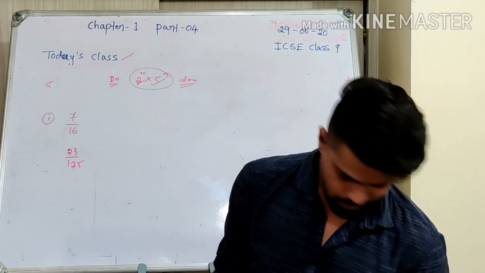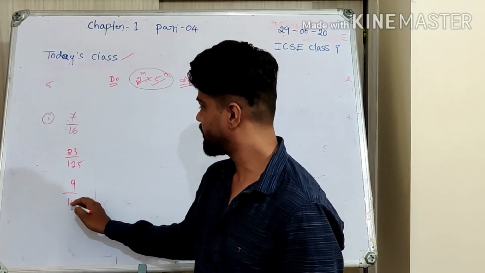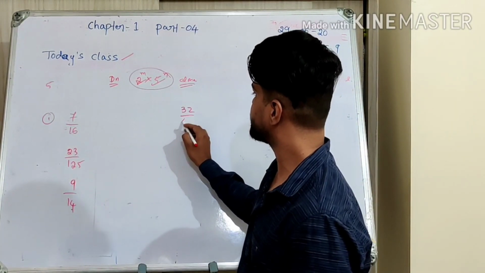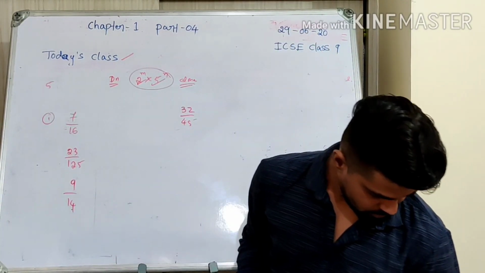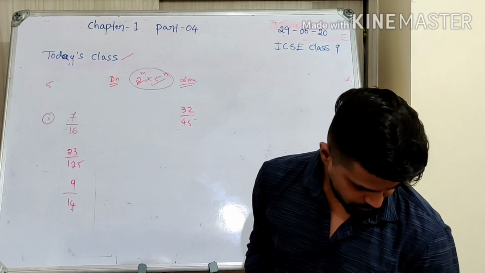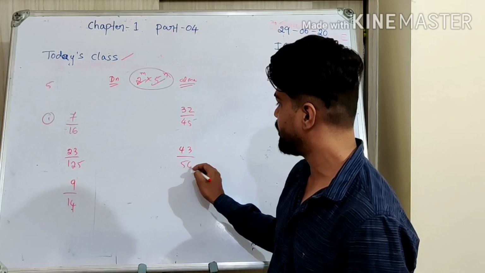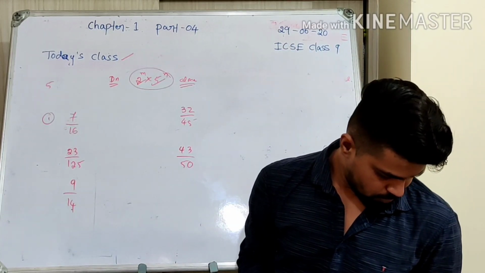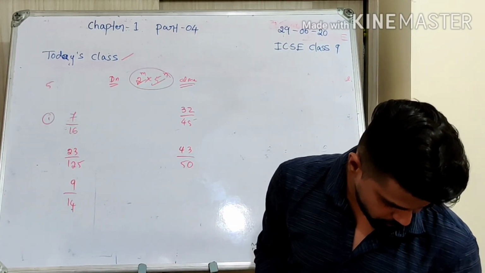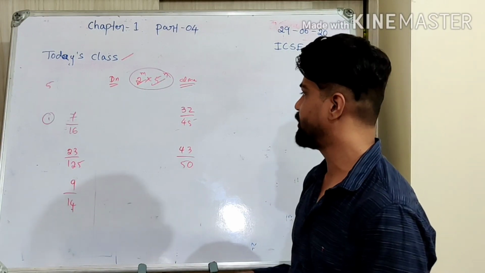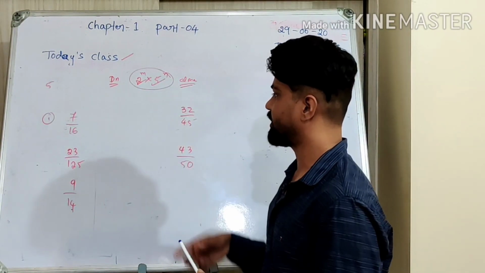Okay, so I have 9 by 14, and then 32 by 45, and I have 43 by 50. So remaining 4 questions are there that I will be doing. Okay, so remaining 3 questions are there, that is 17 by 40, 61 by 75, 123 by 250, that you will be doing. So I will be solving only these 5 questions now.